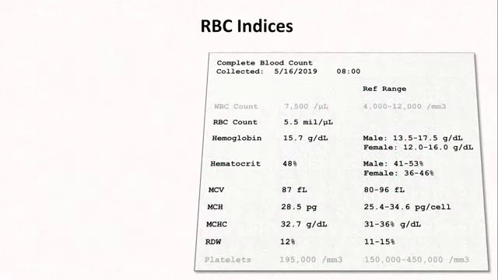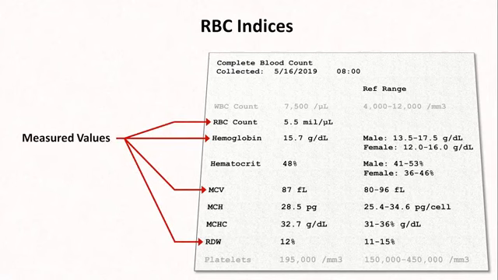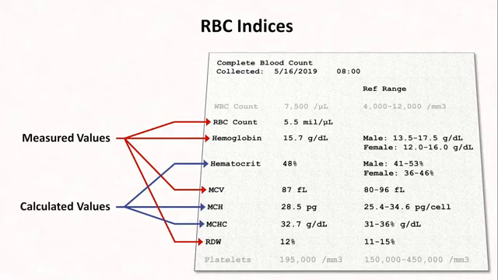To summarize, the indices which modern labs directly measure are the red blood cell count, the hemoglobin, the MCV, and the RDW, and those which are usually calculated are the hematocrit, the MCH, and the MCHC.